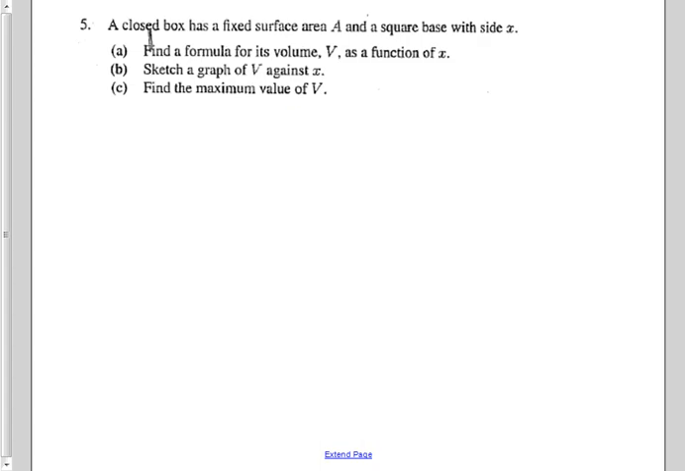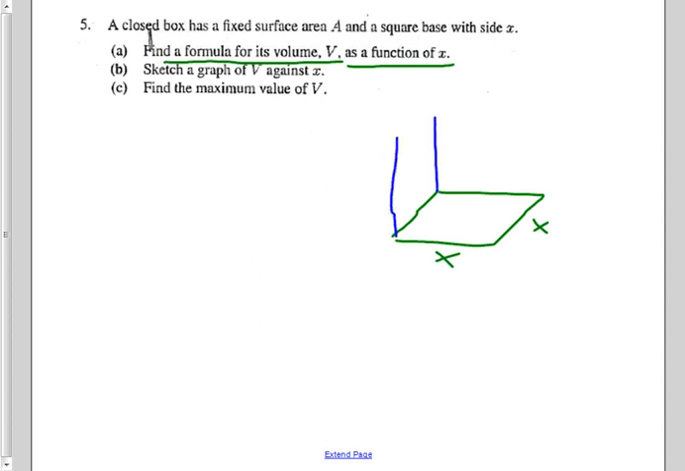Okay, so a closed box has fixed area A and a square base with side X. It says find a formula for its volume V as a function of X. We know that the box has a base that's square, so side X and X, and it has some unknown height. And the box is closed, so this must be X and X and X and X. And these heights we don't know, so let's just call them H. So those are all H.